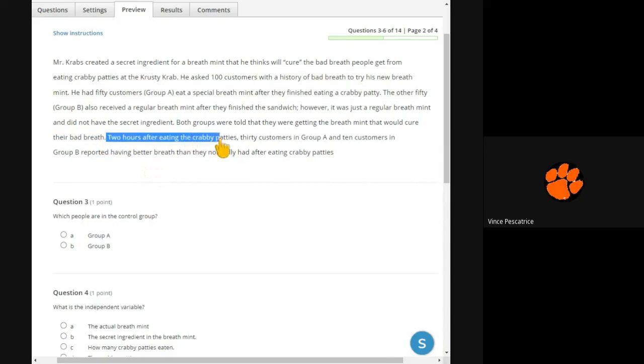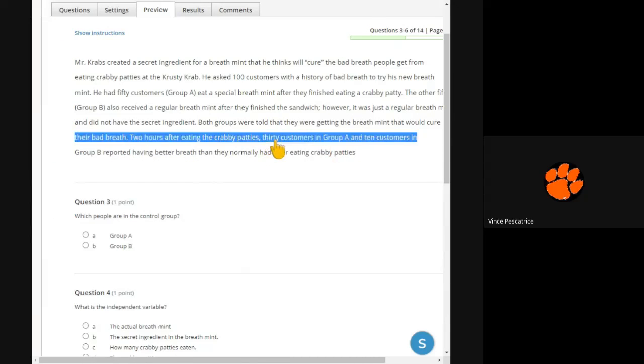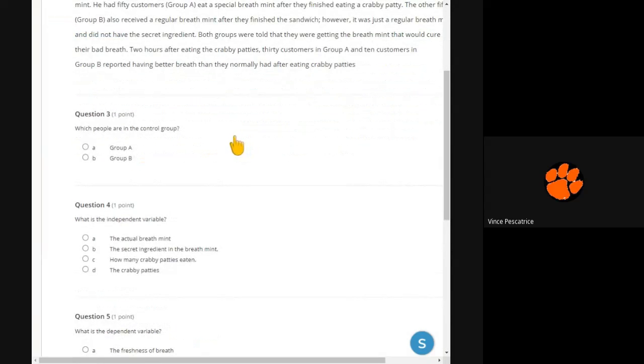All right, two hours after eating the Krabby Patties, 30 customers in Group A and 10 customers in Group B reported having better breath. So remember that Group A had 30 customers and Group B had 10 customers that did better. Now don't look at the number, look at the percent. So 30 out of the 50 in the group, and 10 out of the 50 in the group. Think about that.